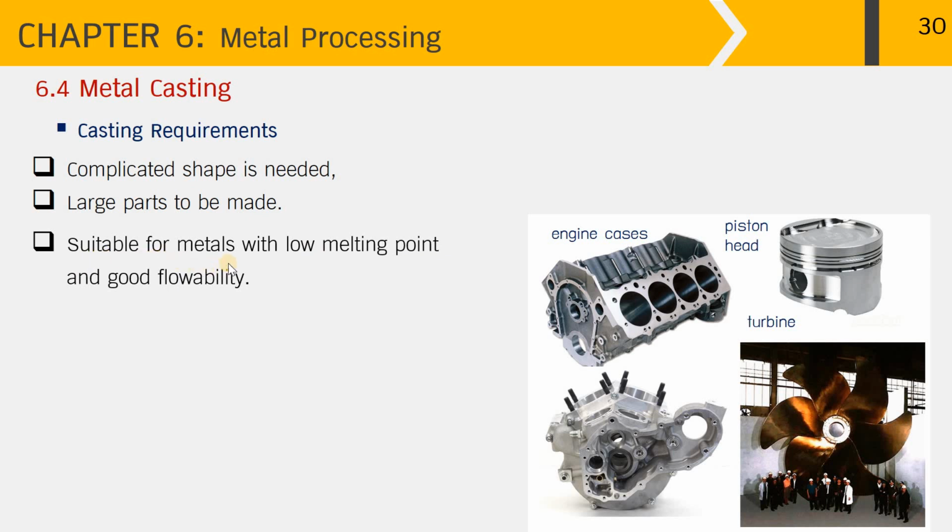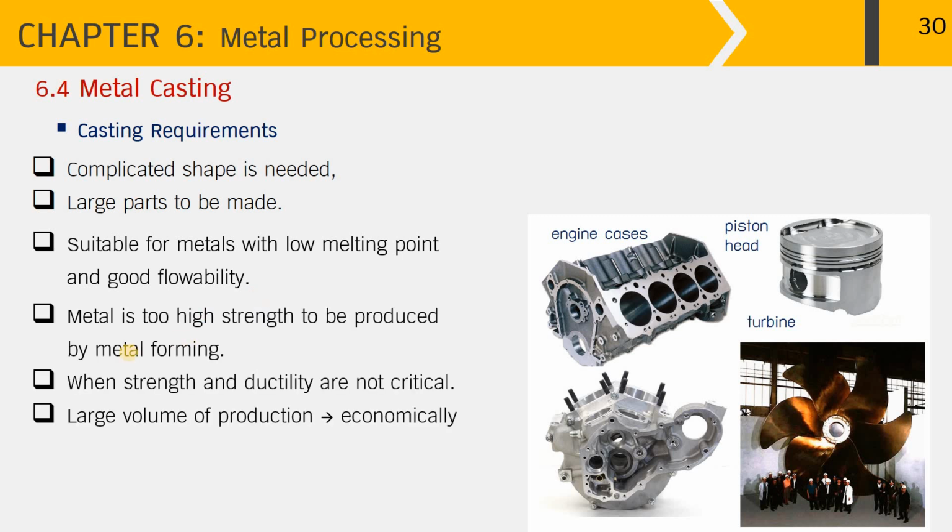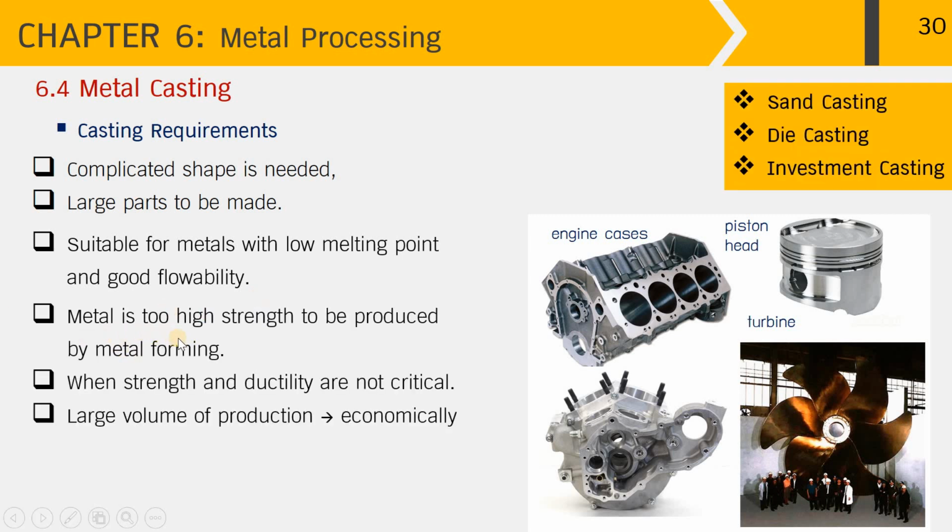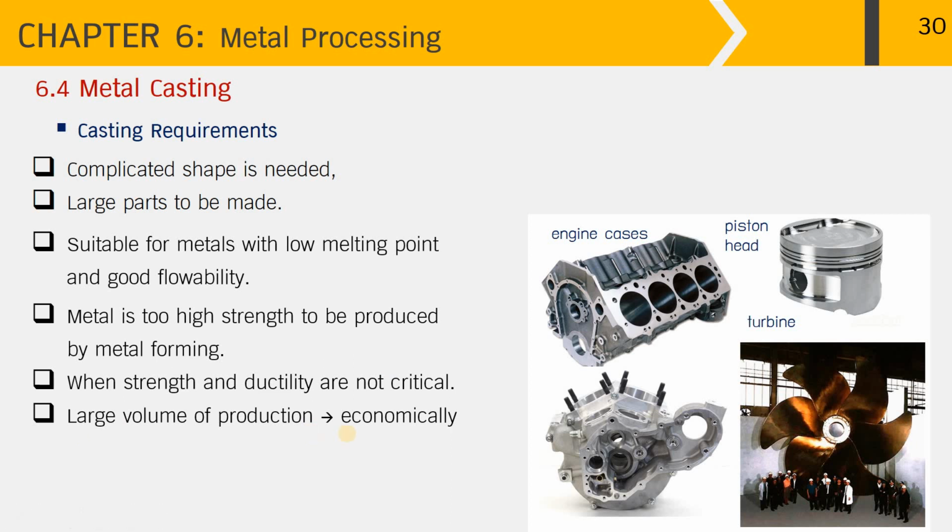Casting is suitable for metal with low melting point and good flowability, or castability. Next, casting is suitable for metal having too high strength to be produced by metal forming, and when the strength and ductility are not critical. And finally, casting is required when a large volume of production is made. Overall, metal casting offers an economical choice for metal processing.